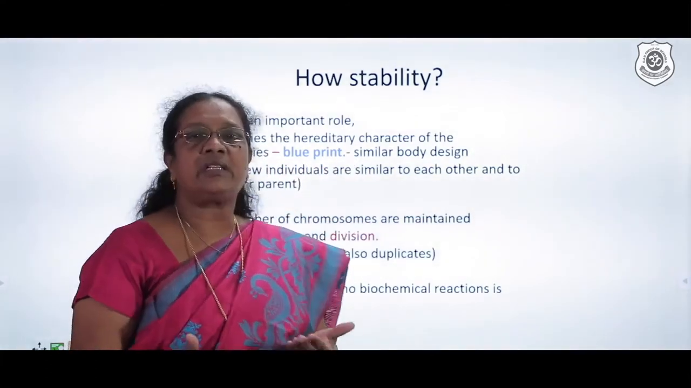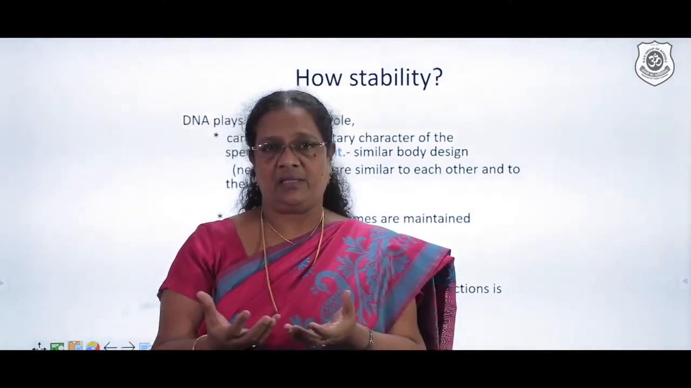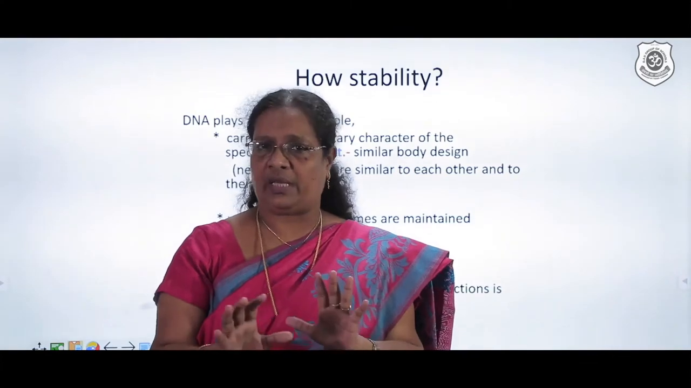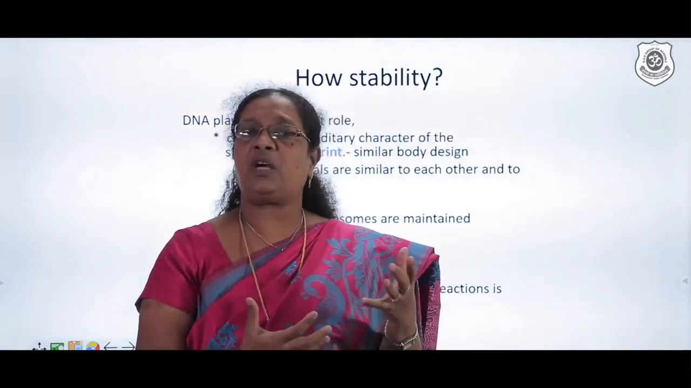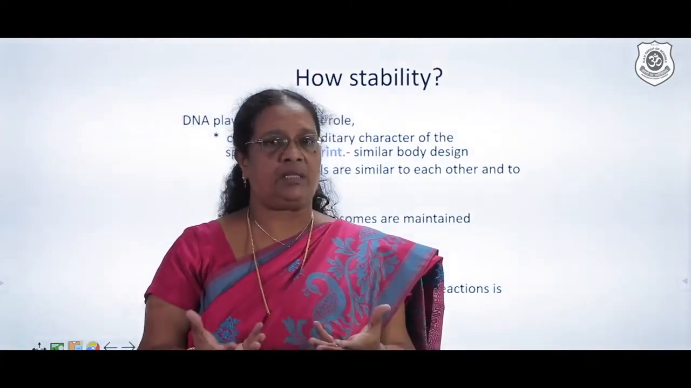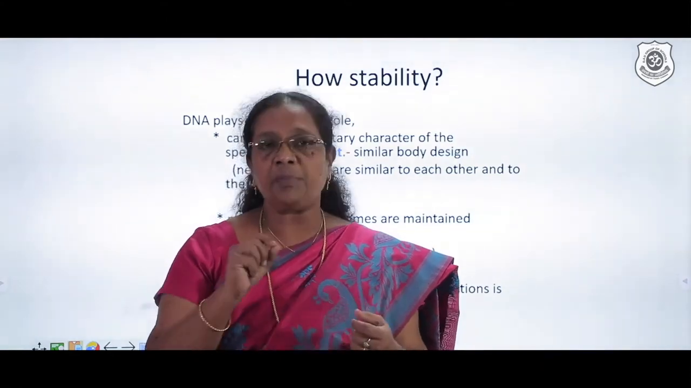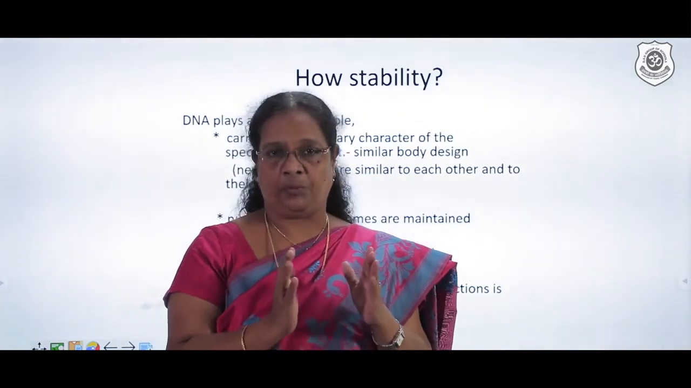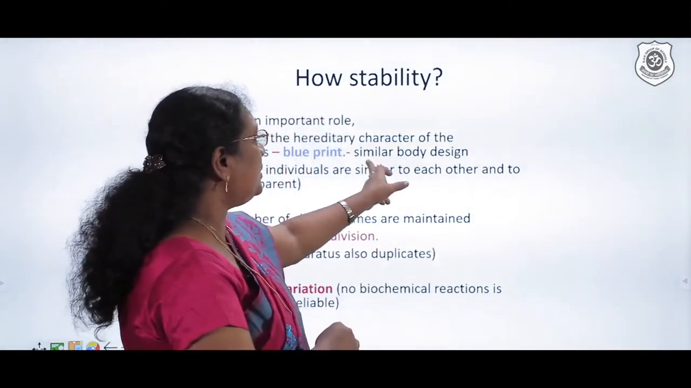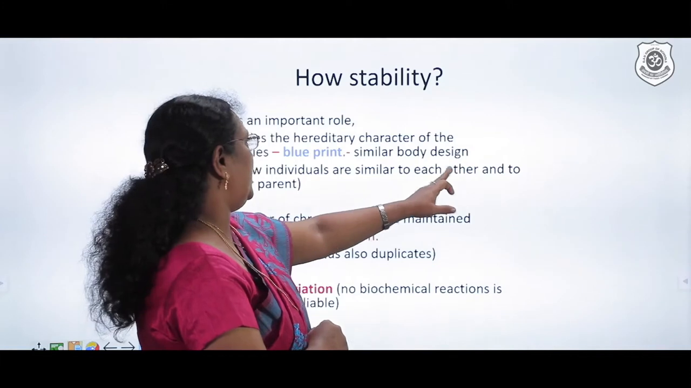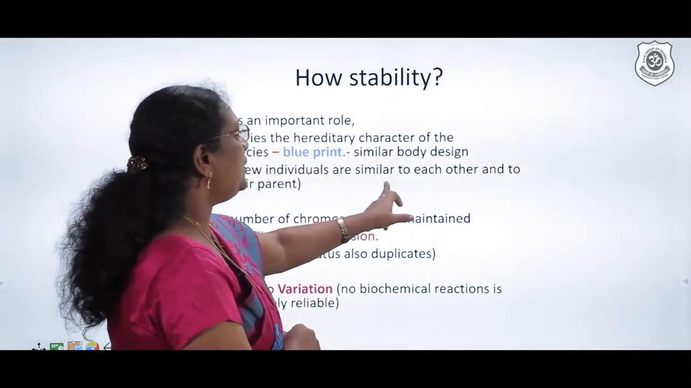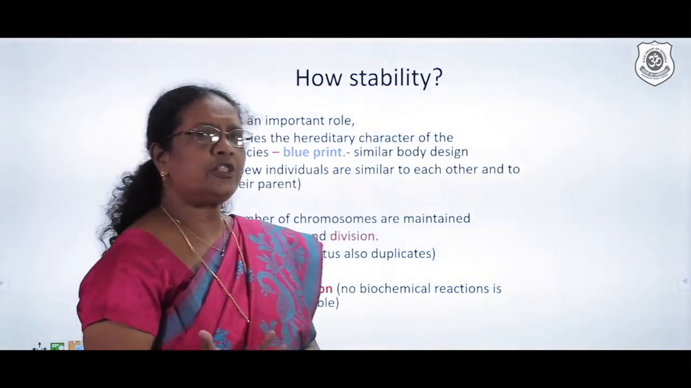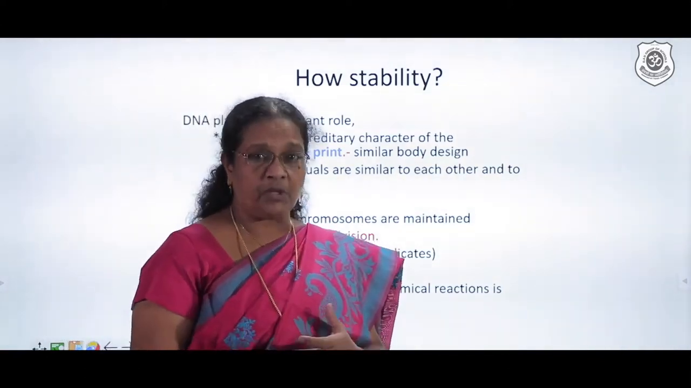If I take a cat and a kitten, they look alike. If I take a puppy and a dog, they look alike. We are able to observe a child resembling the mother. All this happens because they have a perfect blueprint, meaning a similar body design will be there. New individuals are similar to each other and to their parent. How is that blueprint going to be maintained? How is it going to be possible?